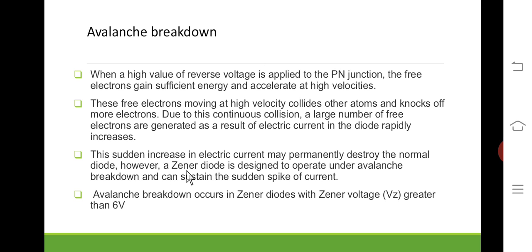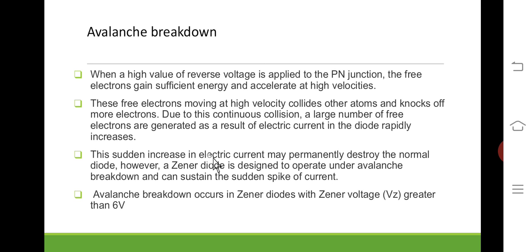If it is a normal diode, what happens? If you apply more voltage to the diode, then the diode is going to be destroyed. But this does not happen in the Zener diode, because this diode is designed to operate under the avalanche breakdown and can sustain the spike of the current.